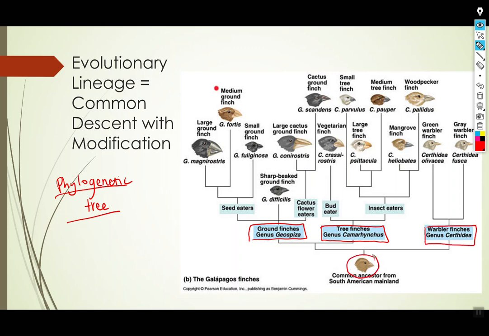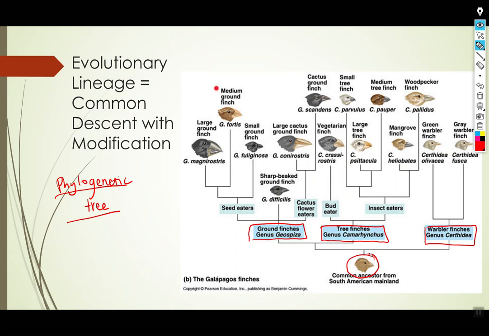So they have some common ancestor that probably flew over to the Galapagos from the South American mainland, or perhaps was blown there by a storm. So sometimes a bird that wouldn't be able to, on its own power, fly to a distant place is instead sort of forced over there by gale force winds. So it's not really clear how exactly the first colonizer finch arrived, but it did at some point. And from there, they specialized.